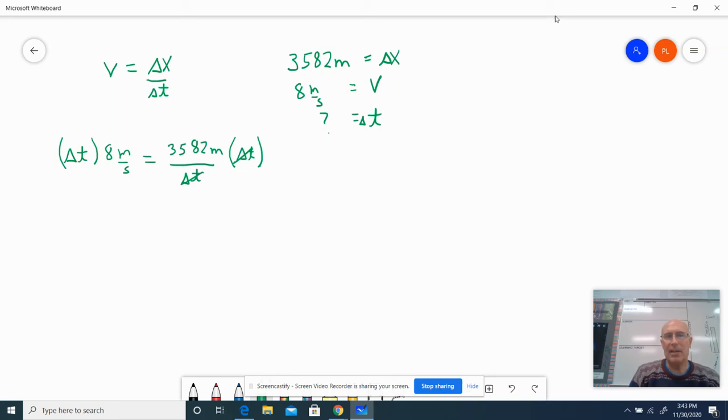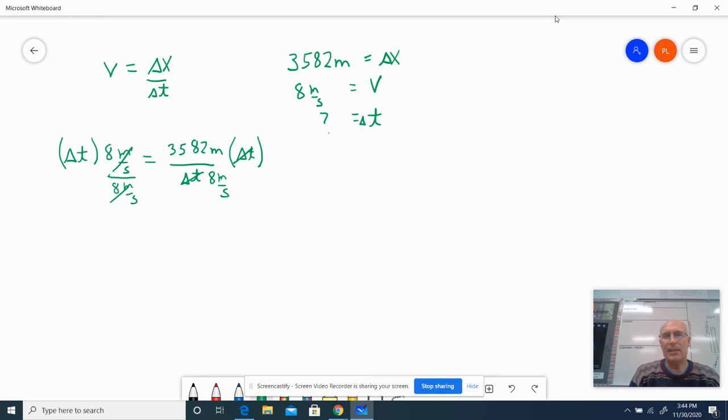How do we make it so that we can solve for time? Well, this is a simple math equation. What do we need to do to the 8 meters per second to get it over to the other side? We need to divide both sides by 8 meters per second. It will cancel here, and I'm going to put it over here. And so all I have is change in time equals 3,582 meters divided by 8 meters per second.